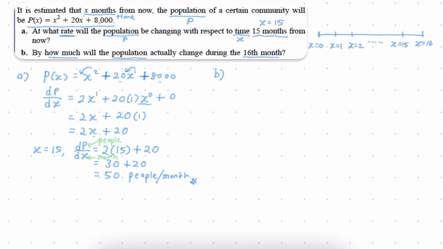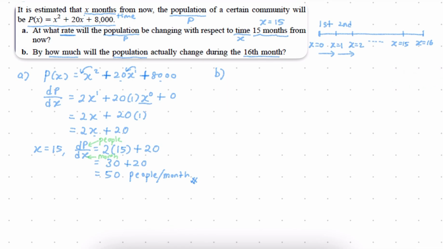So from x is 0 till 1, x equal to 0 until x equal to 1 is actually the first month. And from x equal to 1 till 2, I would say it's the second month. And it will continue from 2 to 3, 3 to 4, and so on. And how about from 15 to 16? From x 15 to 16, it means that is the month of 16, the 16th month.